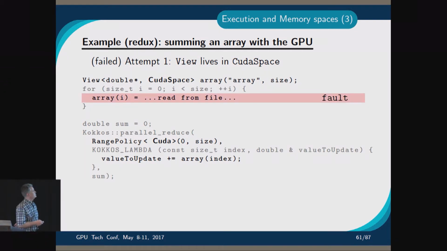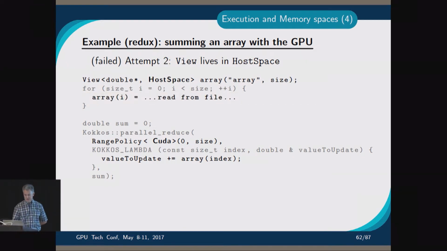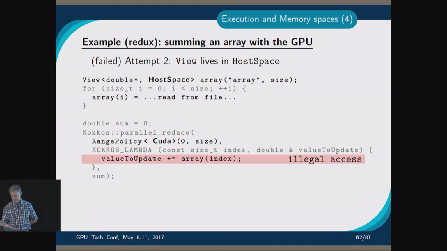Well, now we get a fault because this was allocated in CUDA memory. Host can't touch CUDA memory, doesn't have any channel to do it, so you get a fault. Okay, so we want to load the data into something we've allocated on the host, so we change that to host, we load the array, now we go to execute, fault, because now we're trying to touch the data that's been allocated on the host on the GPU.